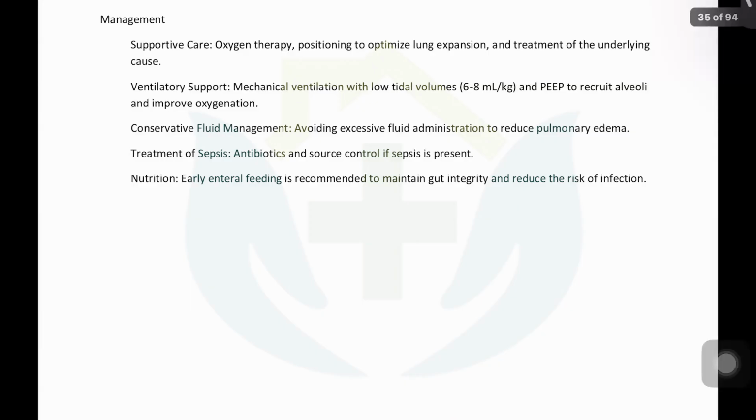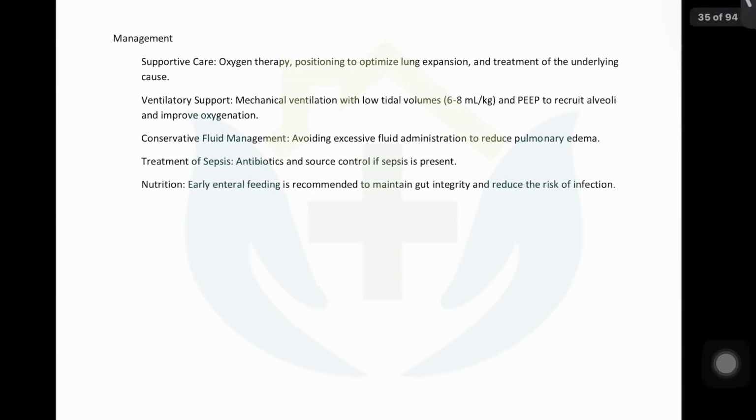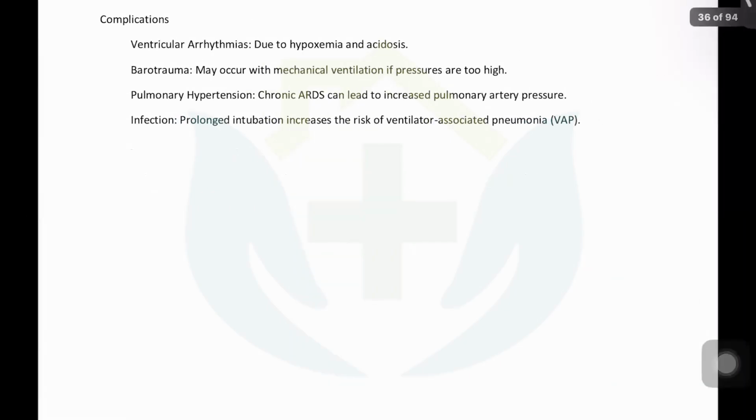Treating sepsis or anything which is contributing to ARDS is paramount. You need to do that. Source control is important. And nutritionally, early enteral feed is recommended if the patient is in propped up position. In prone position also, you can start, and if the patient is tolerating it, continue with the enteral feeding. Do not miss on enteral feed. The EDIC exam keeps asking in true and false about feeding. So feeding is very important.